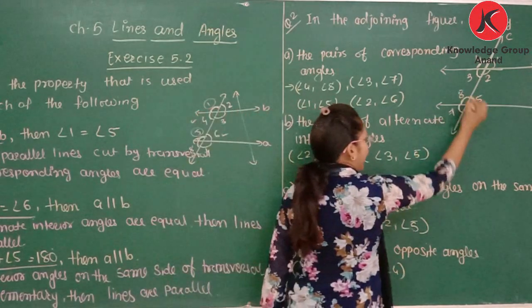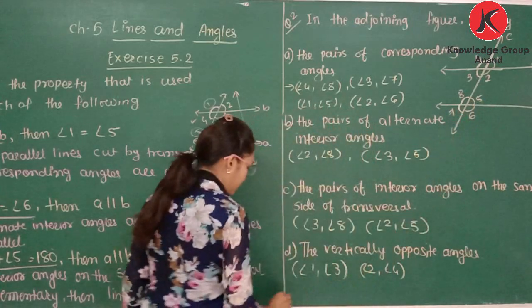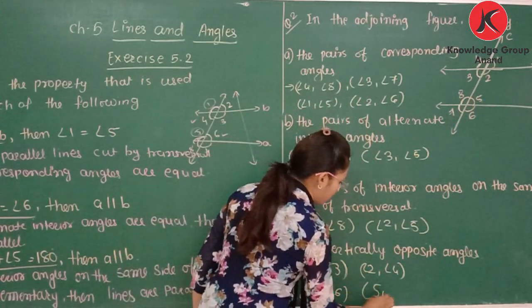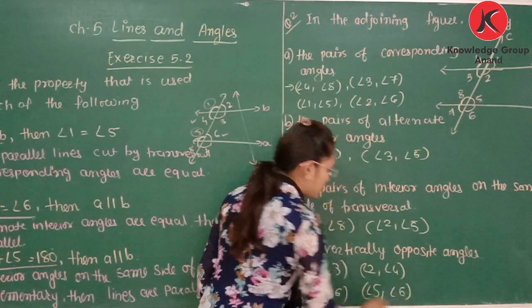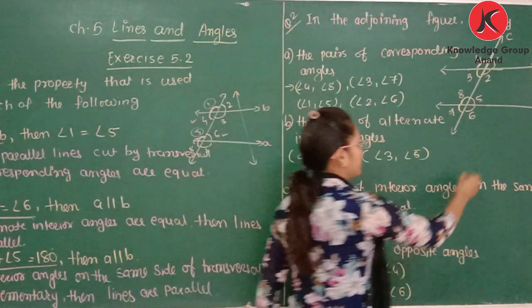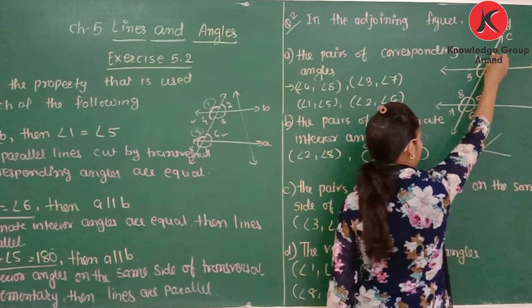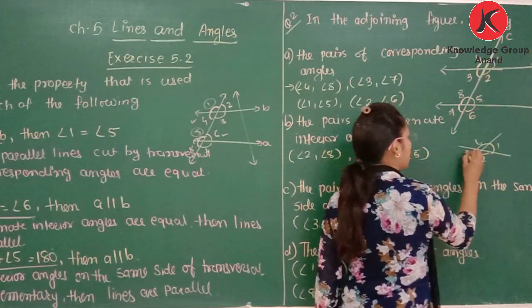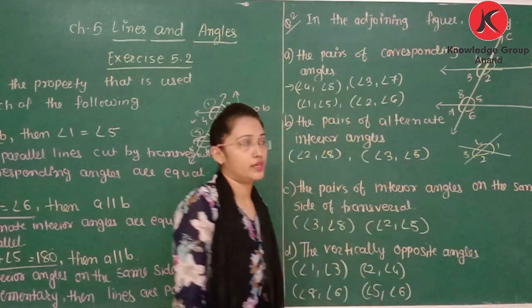Here 8, 6, 5, 7. Angle 8 and angle 6, angle 5 and angle 7. Vertically opposite means they are like this. So here two lines are crossing each other. So 4 and 2, and 1 and 3 are vertically opposite angles.